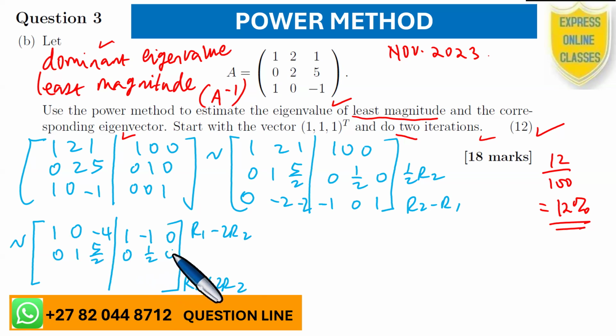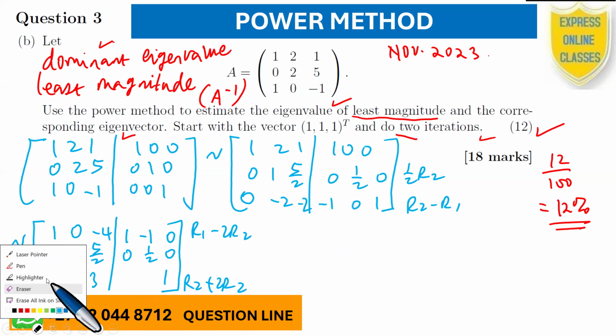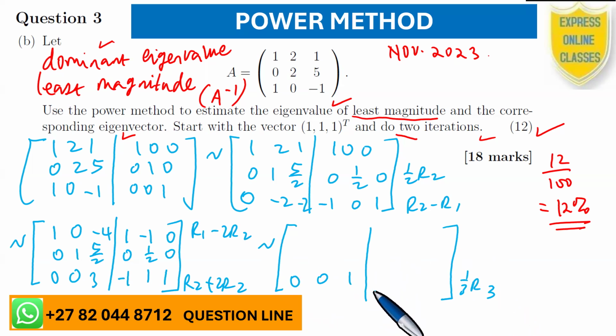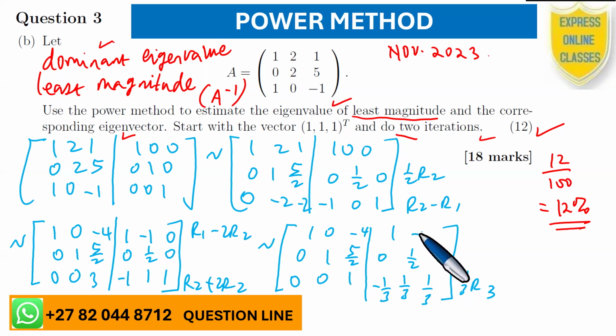And then you have 0, 1 half, 0. And then you have 0, 0. You multiply this one by 2 and it becomes 5. You subtract 2 from 5, you get a 3. Multiply by 2, you get a minus 1. 1, 1. Right, so we have this. One over three, row three. So it's minus one over three, one over three, one over three. So it is 0, 1, 5 out of 2, 0, 1 half, 0, 1, 0, minus 4, 1, minus 1, 0.